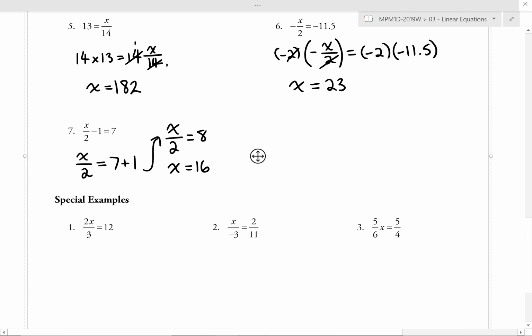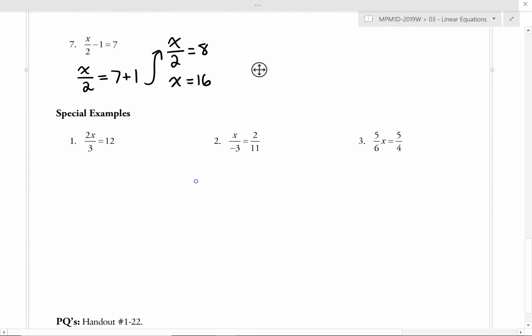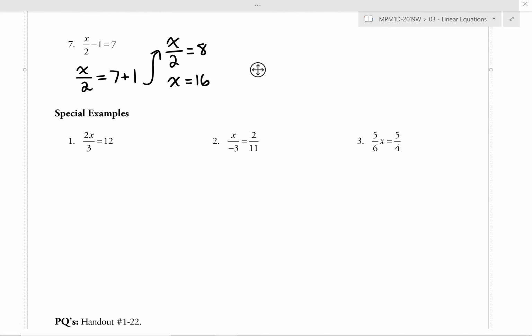Okay. So these examples down here are some special examples that I just want to end the lesson with. The first one, 2x over 3 equals 12. Well, this is a case where we have both division and multiplication with the variable on the same side, right? We have 2 times x, but all of that is divided by 3. And so there's a little trick for this, and we can clear them out in the exact same fell swoop.